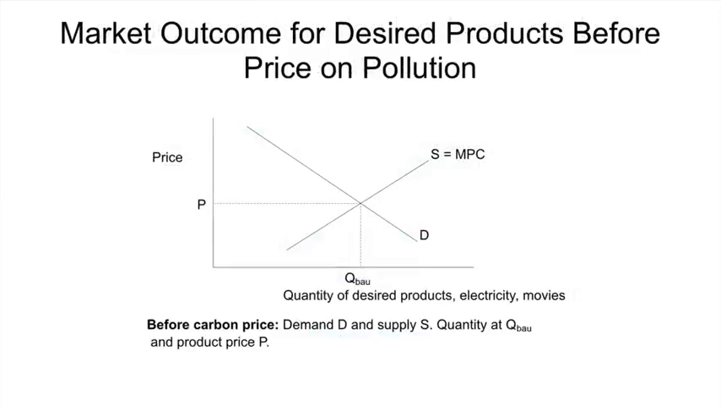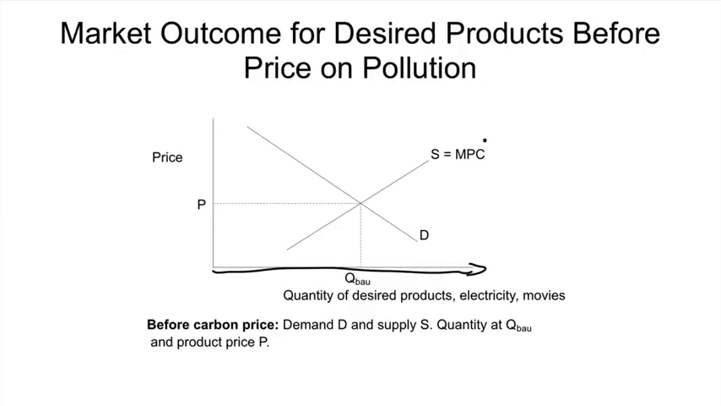So if we again go to our simple story of supply and demand for a desired product like electricity, movies, driving on holidays and so on, on this horizontal axis we've got the quantity of these desired products. The vertical axis, we've got the price. The demand curve tells us that as the price falls, we're willing to buy more and more of these desired products. The supply curve, which is upward sloping, tells us that if we pay a higher price, then more producers will come into the market and we'll get more product.